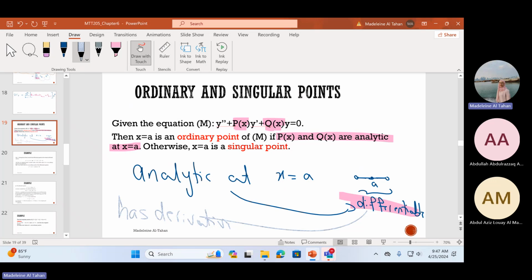Now, if it's not an ordinary point, it means that p of x or q of x are not analytic. What can we deduce? It's not ordinary. What do we call it here? Singular.